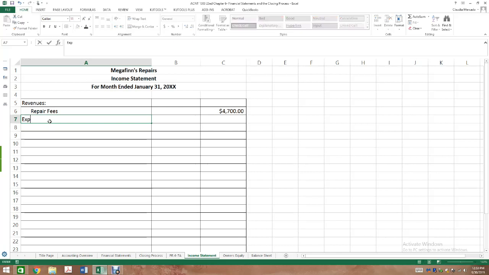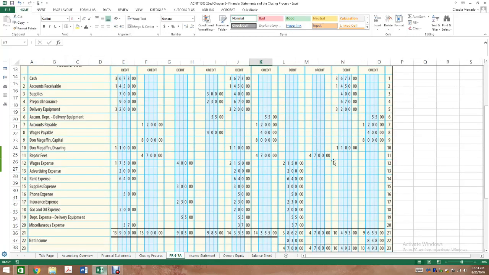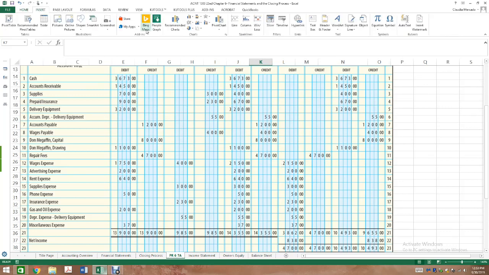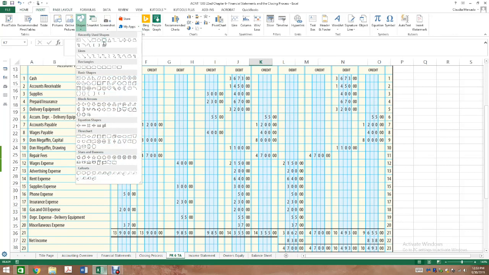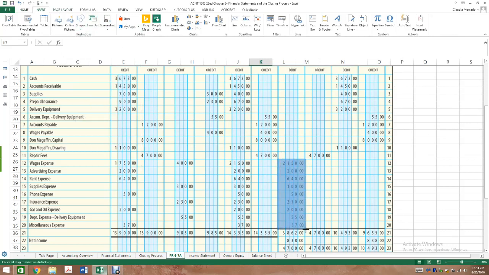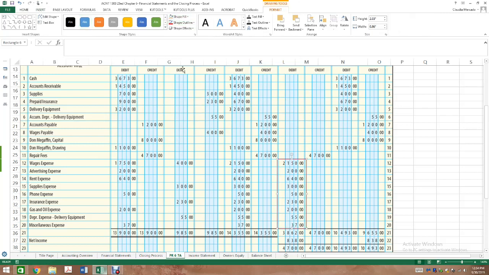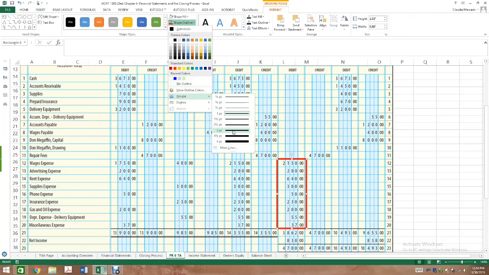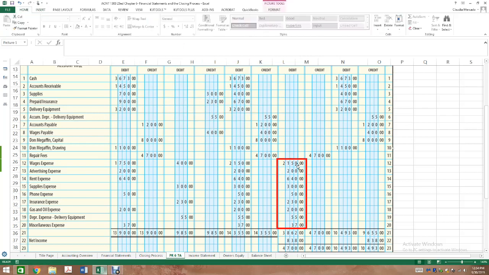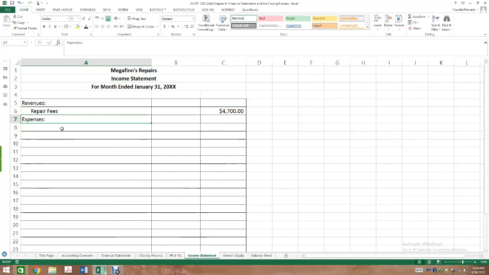And then I'm going to bring in all of my expenses. Remember, my expenses are coming from here. This is your revenue, $4,700. And then these are all my expenses. Let me highlight this right here. So I'm going to bring in all of these to my income statement. I'm just going to copy and paste starting from wages expense all the way down to miscellaneous expense. That's all I'm doing, just listing them and bringing them over.